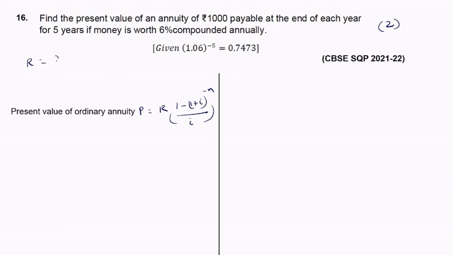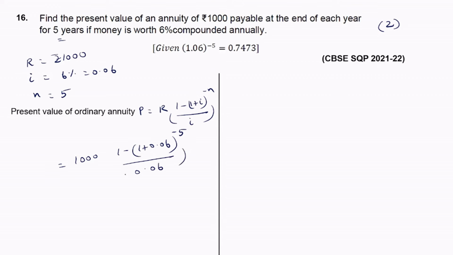So here R is rupees 1000, i is 6% or 0.06 and n is 5 years. So n is 5. So this is 1000 into 1 minus 1 plus 0.06 the whole raised to minus 5 upon 0.06. So this is 1000 into 1 minus, here 1.06 whole raised to minus 5 is 0.7473, upon 0.06.